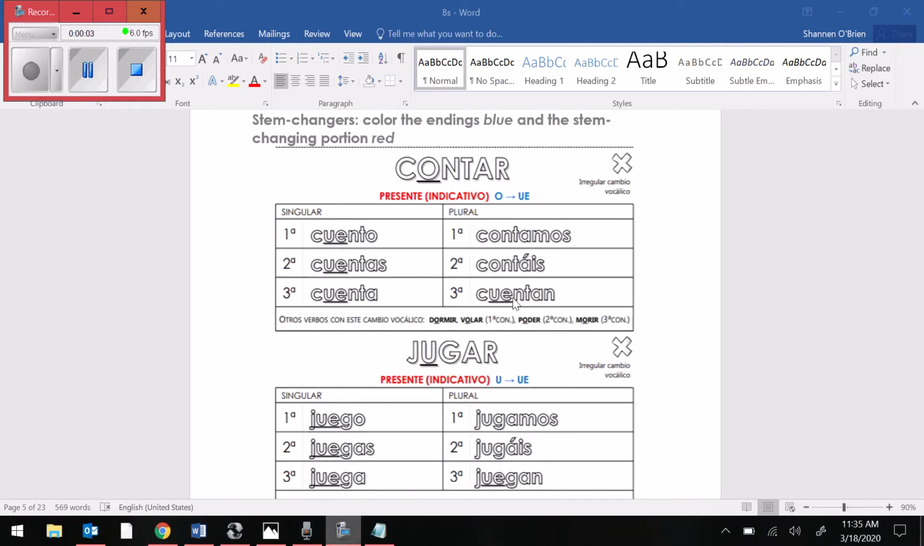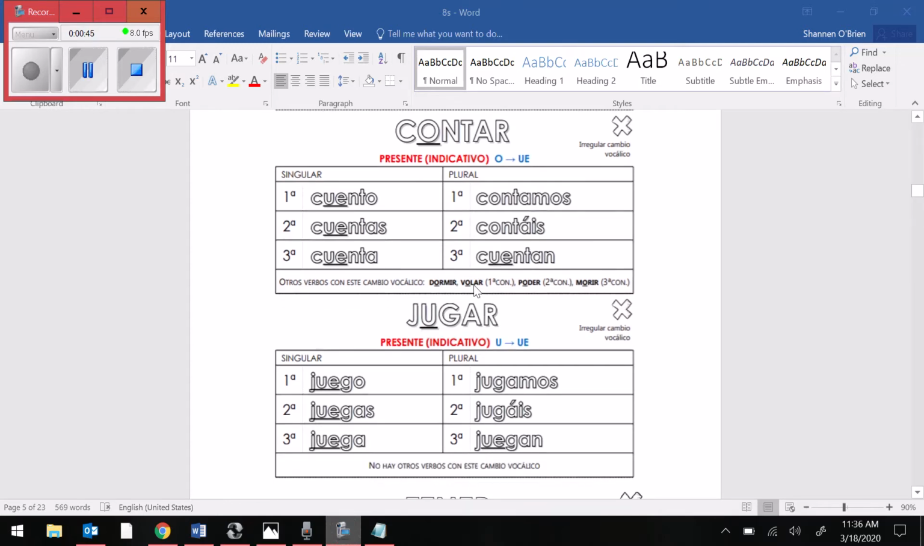So to fill in your boxes with this, right, you're going to color your endings for contar and jugar blue, because they're both your AR verb endings. O, as, a, amos, áis, and an for both contar and jugar will be colored in blue, right? And then you're going to change to red to color in the UE in cuento, cuentas, cuenta, and cuentan, and juego, juegas, juega, and juegan, all red, right? These are 2 stem changes that follow the UE change that we talk about in Spanish.